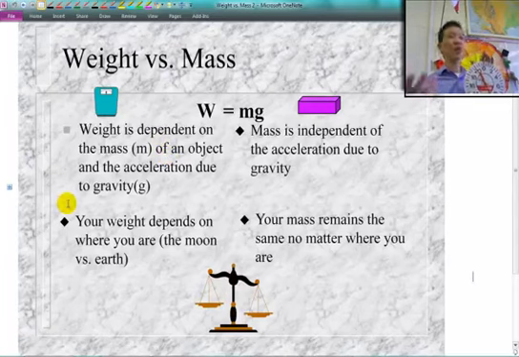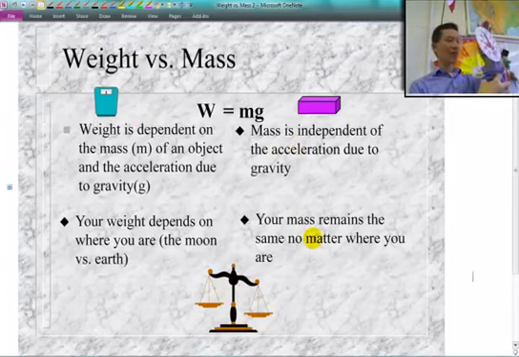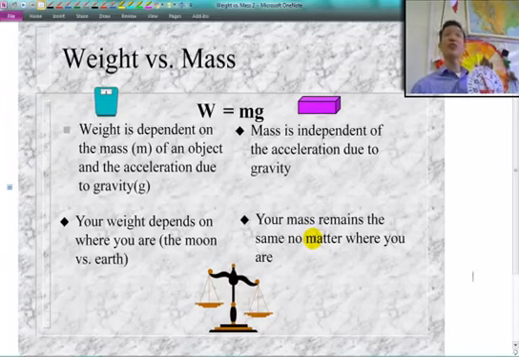So what people really mean when they want to lose weight is they're not really trying to lose weight, because weight is just the pull of gravity, right? So what they're really talking about is your mass. Your mass is independent of the acceleration due to gravity, and your mass stays the same. It's how much stuff is there. So really, when people say they want to lose weight, what they're really trying to do is just get in shape, right? Lose that beer belly, tone the muscles, and all that.